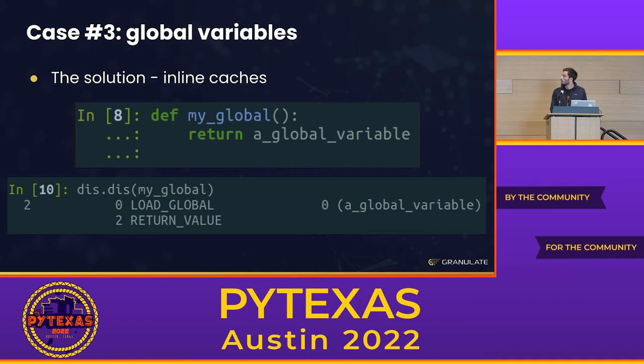Now, under the hood, global variables are read with the load global Python opcode. Each load global opcode is attached to the name it's supposed to load, for example, in this case, a global variable. Now, CPython implements a concept called inline caches, which is caching at the site of an operation, like a call site for a function, in contrary to a cache placed on the target side, for example, a function wrapped with a caching decorator. Now, inline caches are a very powerful concept, and they are used in many, many language runtimes, and even CPython itself uses them for many more areas, not only for global variables.